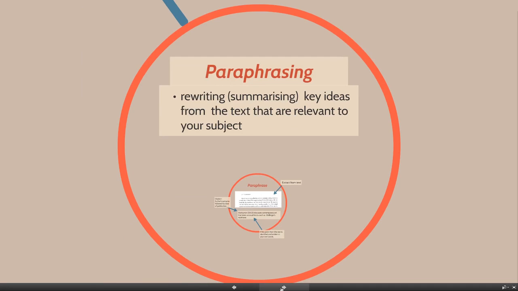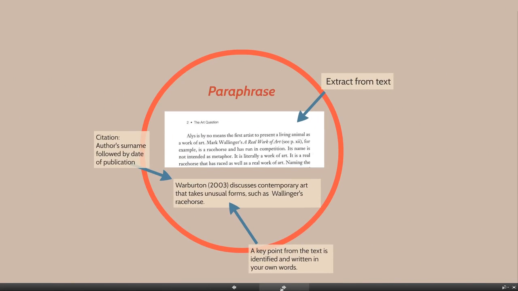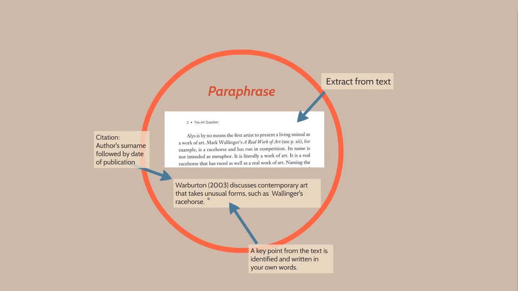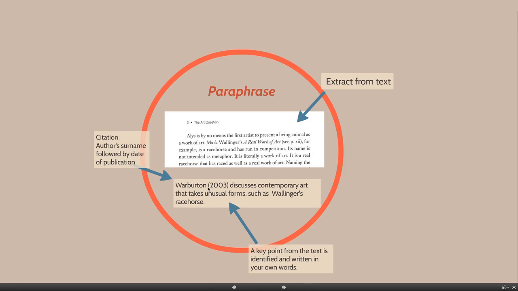How about paraphrase? Well, same piece of text. Here we don't have a page number, and that might well be because you're not actually summarising the important point on that particular kind of text. You're actually summarising the entire journal or the entire article. So we're summarising what the start of this book discusses and giving an example. So again, we have the author's surname, but here we don't have a page number, it's simply the date of publication. Warburton, 2003.